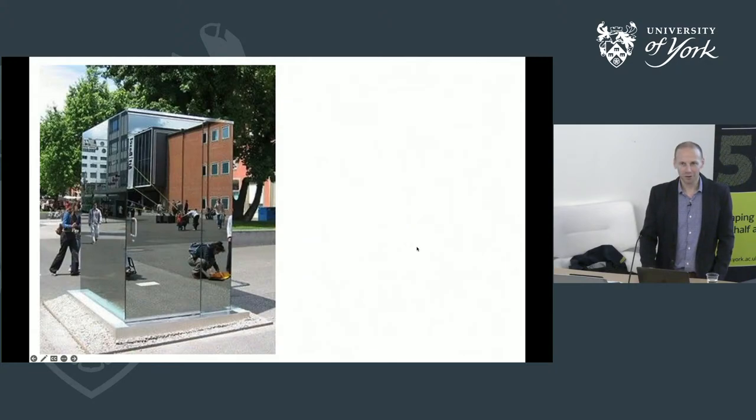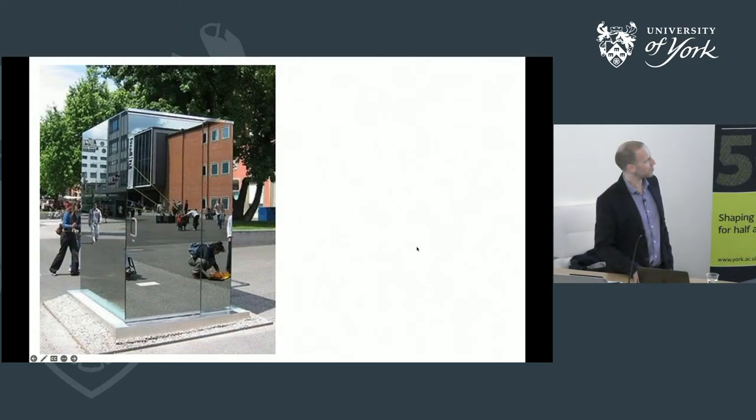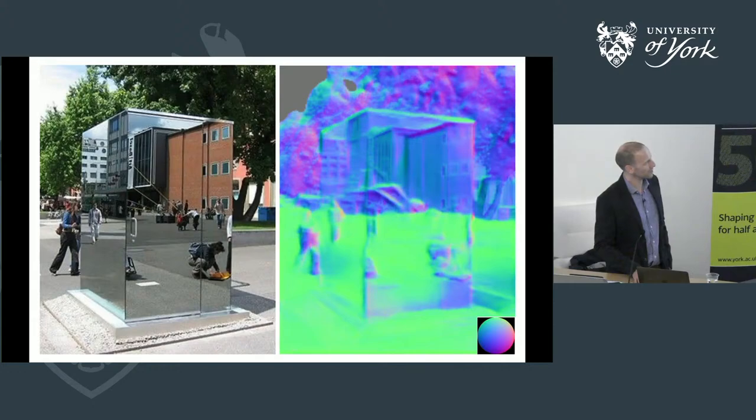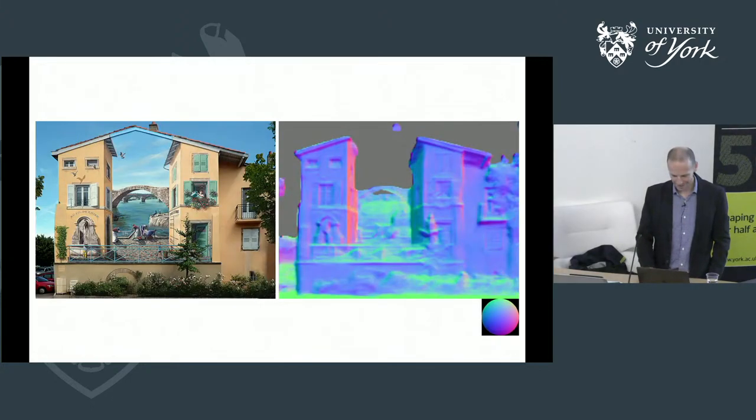We thought this would be fun. We have no problem interpreting this image, but our network completely fails to do that. What we're looking at here on the right is a visualization of the geometry, and it just sees the geometry in the reflection. It doesn't see the geometry of the telephone box or whatever that is.